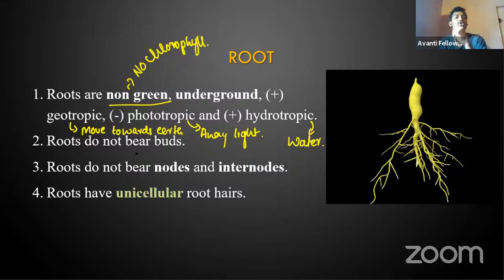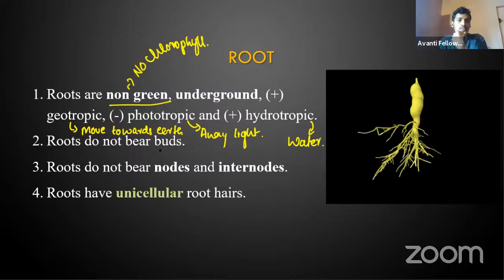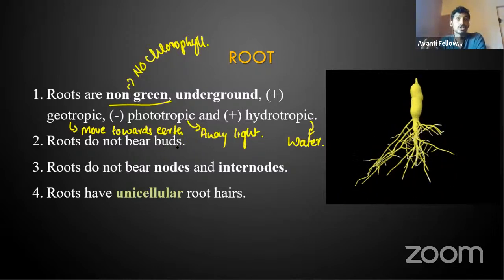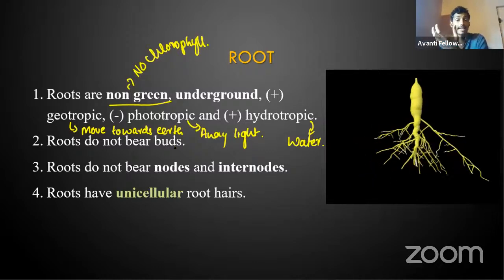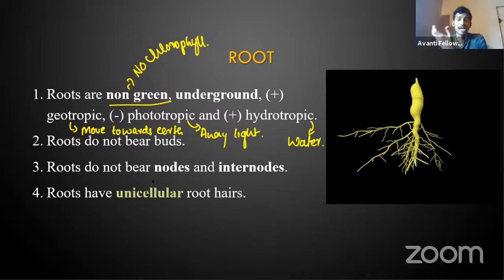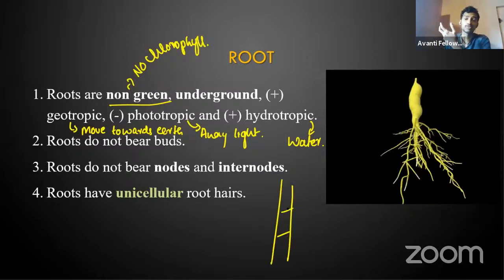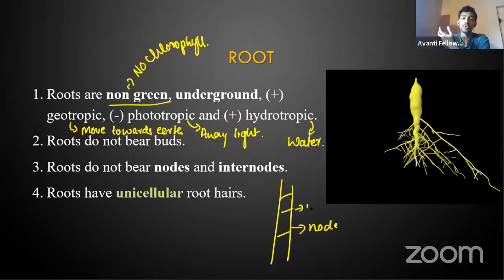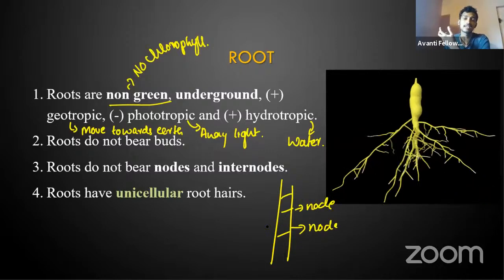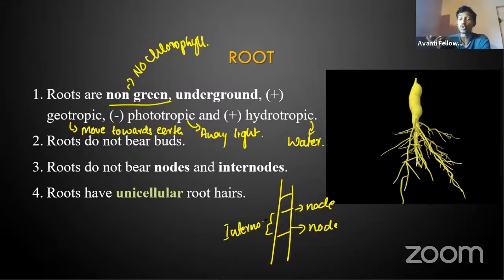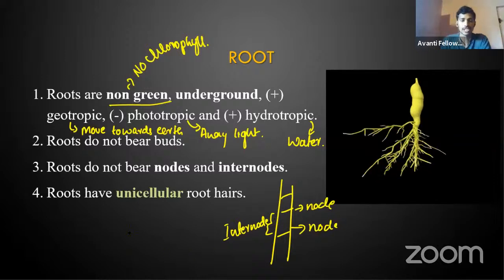Then roots do not bear buds. So it does not have any buds or anything. Buds are the starting points of new branches or leaves. And the roots do not have nodes and internodes also. You can't find a node and internode. So we discussed it, right? This one is the node and this one is the node, and the space in between is the internode. I'm repeating it one more time because if somebody doesn't know, then it's just a revision.